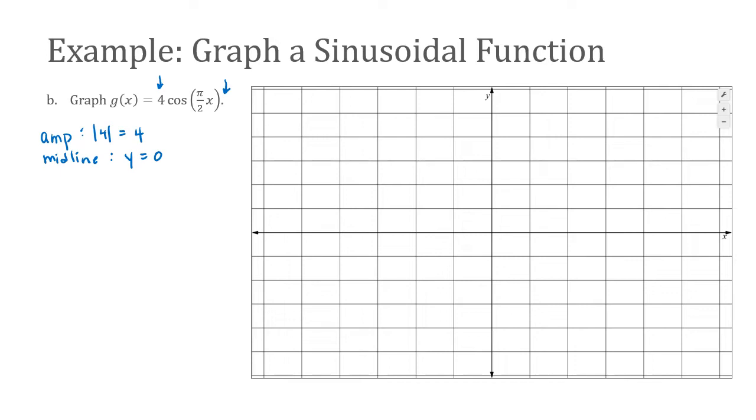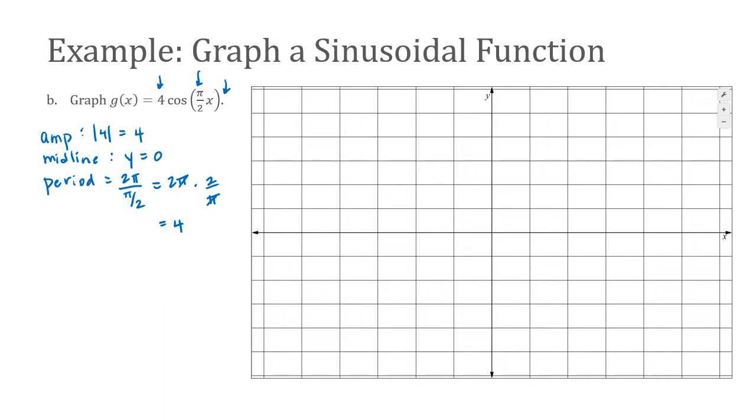Next step, identify the period and whether there's a vertical reflection. The period is equal to 2 pi divided by the absolute value of the b value. Well, my b value is positive, so I can just use pi over 2. And instead of dividing by pi over 2, I will multiply by 2 over pi. So those cancel out, and I'm left with a period of 4 and no vertical reflection.